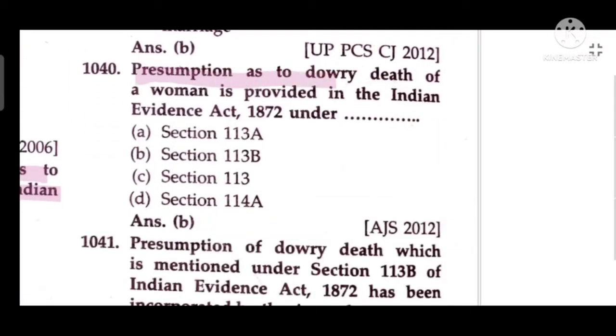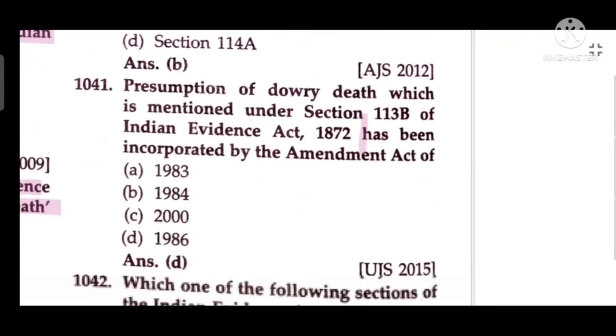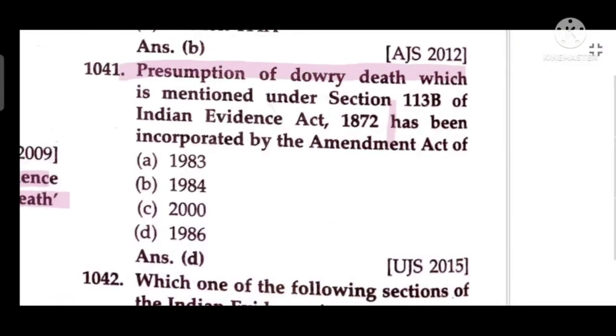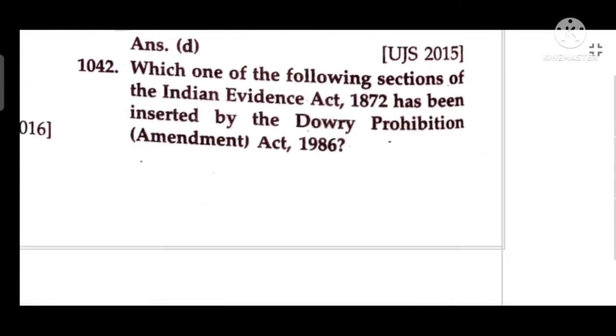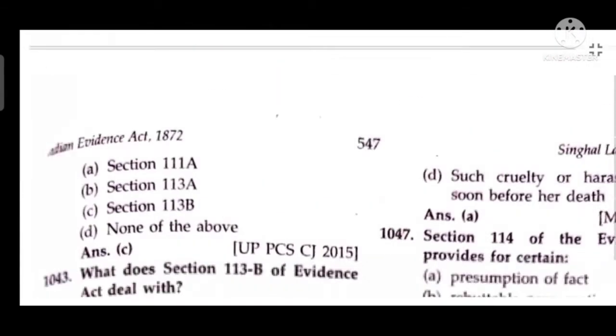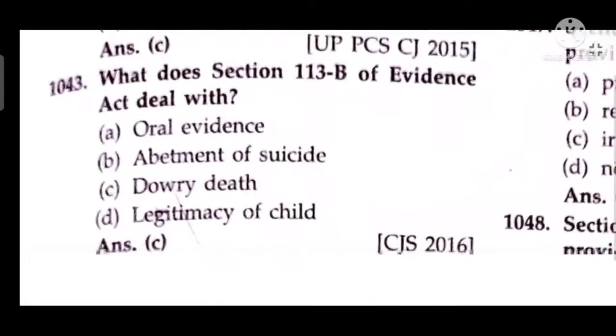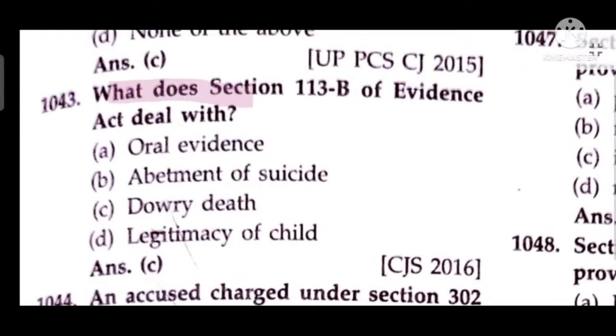The presumption as to the dowry death of a woman is provided in the Indian Evidence Act under Section 113B. The presumption for dowry death mentioned under Section 113B of the Indian Evidence Act 1872 has been incorporated by the amendment of 1986. Which one of the following sections of the Indian Evidence Act has been inserted by the Dowry Prohibition Amendment Act 1986? 113B. What does Section 113B of the Indian Evidence Act deal with? Dowry death.